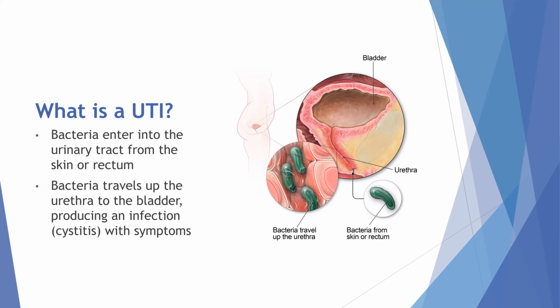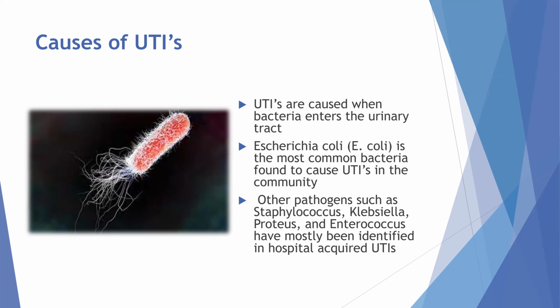UTIs could also occur when small amounts of urine are left sitting in the bladder, so it's stagnant. This can happen when the bladder is not emptied completely during urination, so it creates an environment for bacteria to grow. And then individuals with a urinary catheter, which we'll talk about later on as well, have another risk factor. And as I mentioned, that's kind of an overview of how UTIs are caused and the type of bacteria most commonly found.